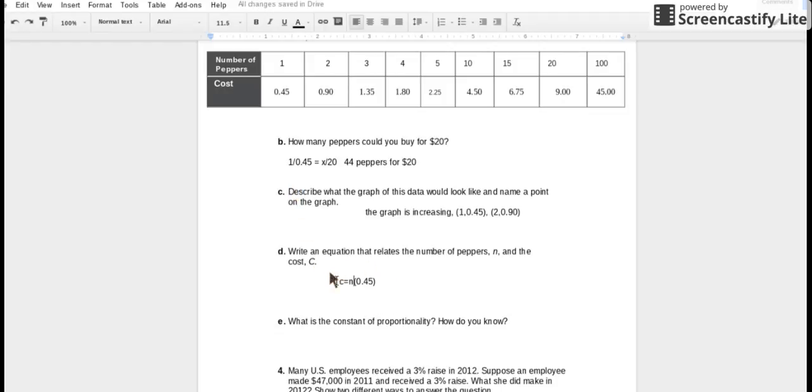Now, whenever you get your equation, it's always a good idea to check that you have the right equation. So we could plug a number in there. Let's say we want to find how much it costs for 10 peppers. Well, 10 times 45 hundredths is equal to $4.50. And if we look up here, 10 peppers cost $4.50. So that's a good sign that we have the right equation.